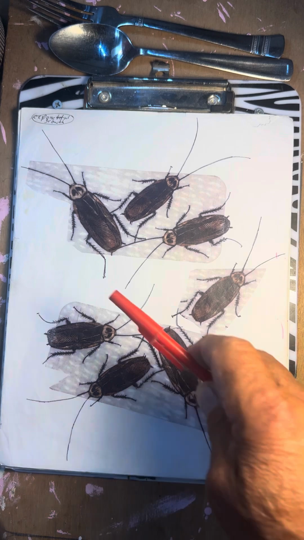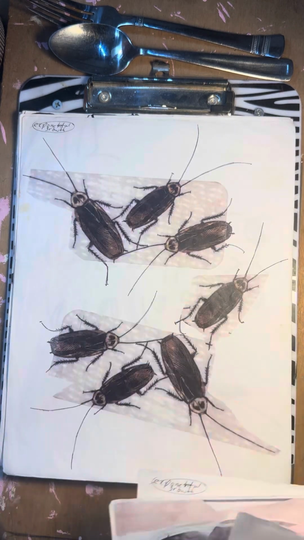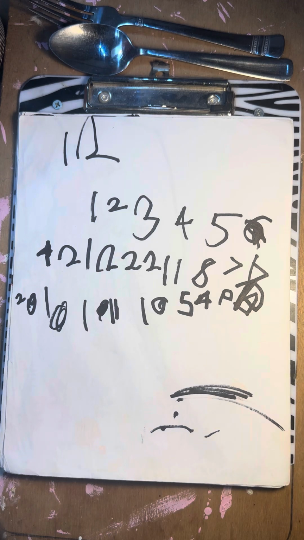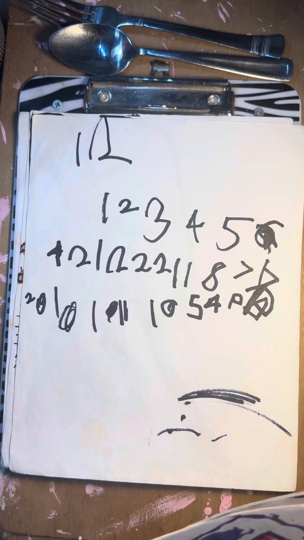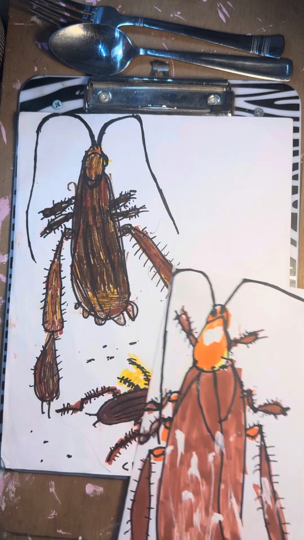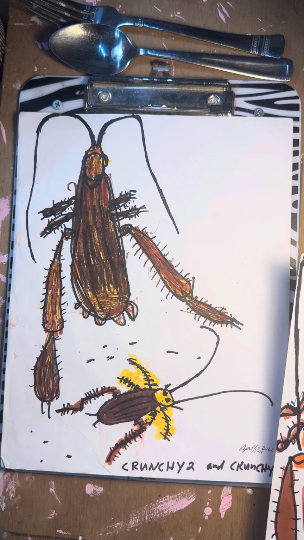Oh, pretty scary. 7. Yeah, that's scary. Oh, 7 more. Oh, it's still scary. Numbers? No, not so scary. How about this giant crunchy guy? Oh, that's still pretty scary. How about this guy? Ooh, crunchy 2 and crunchy 3.